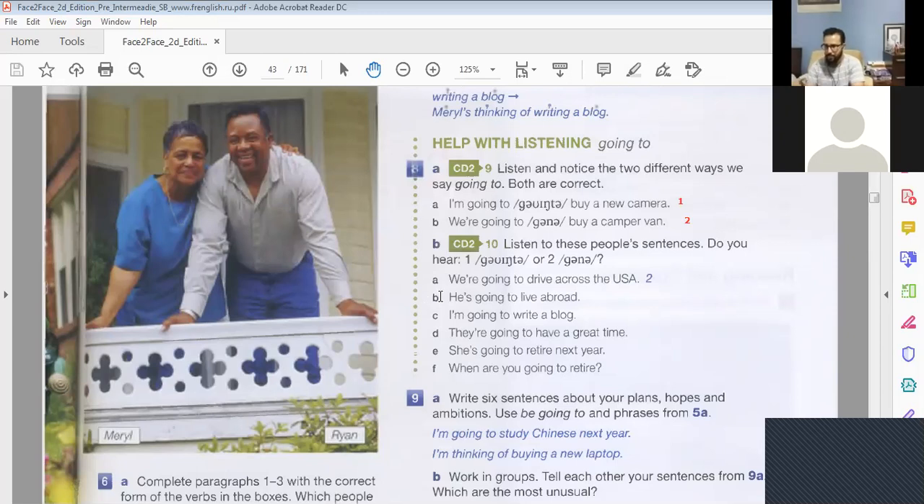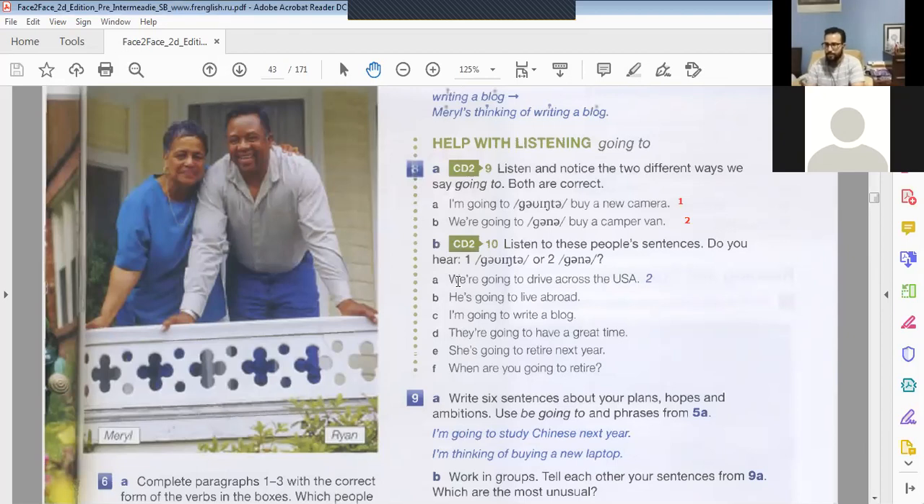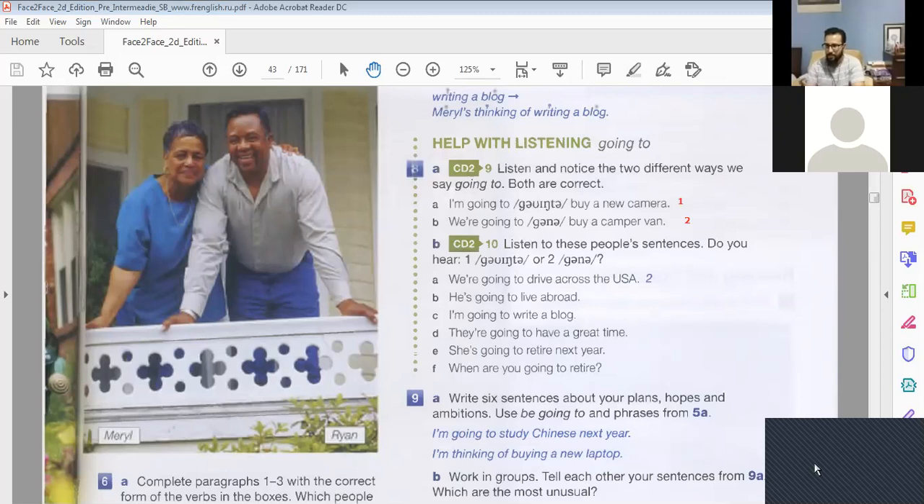We're going to drive across the USA. B. He's going to live abroad. C. I'm going to write a blog. D. They're going to have a great time. E. She's going to retire next year. F. When are you going to retire?